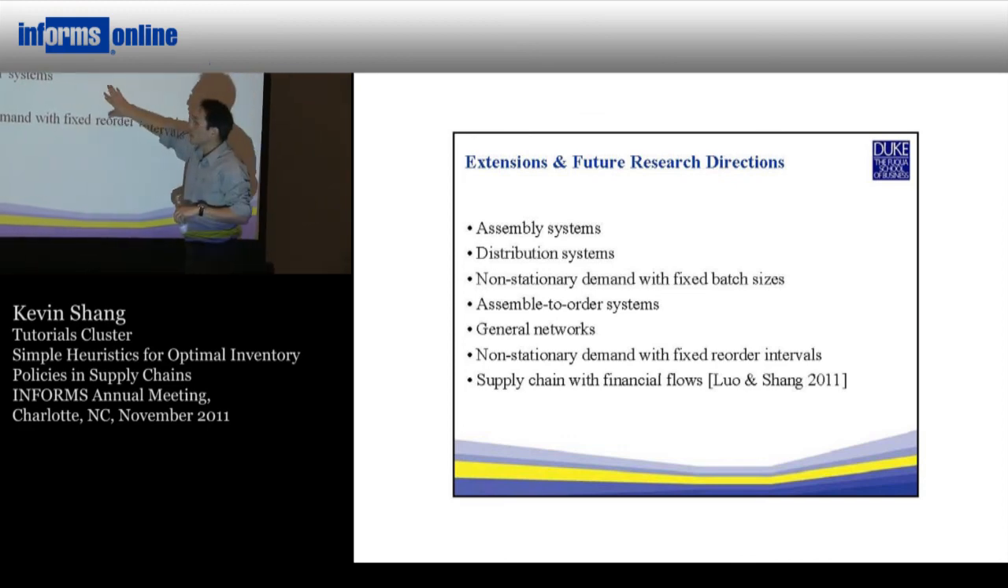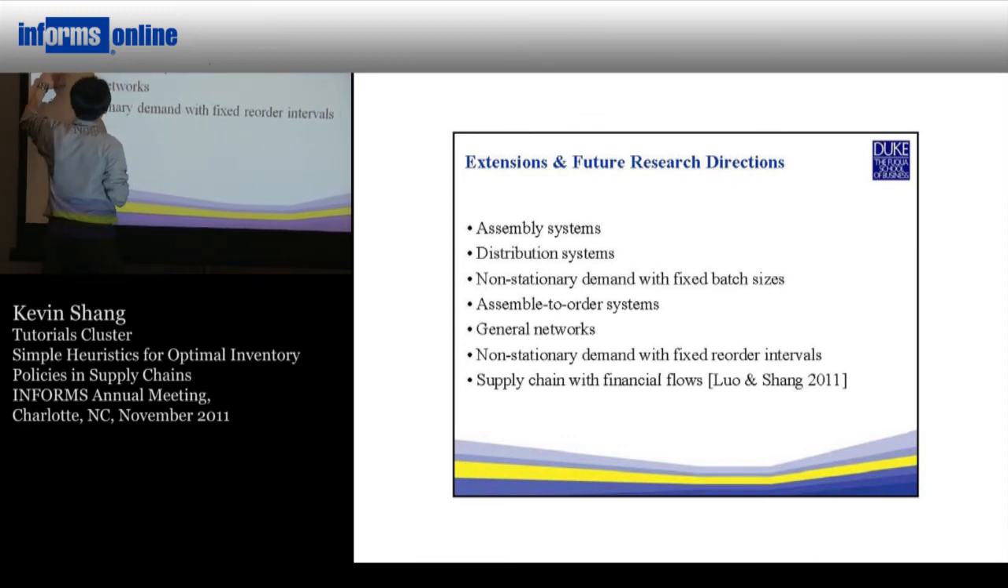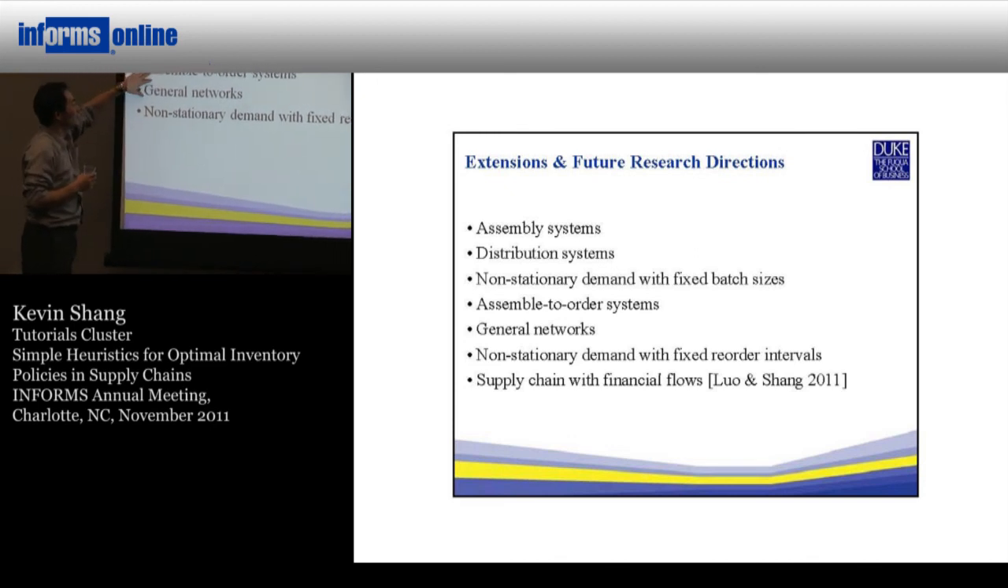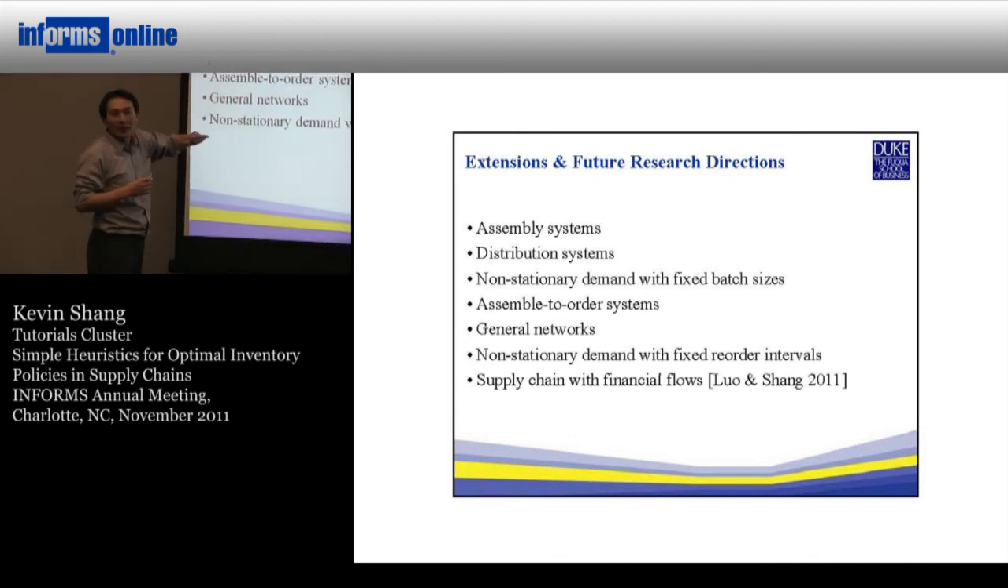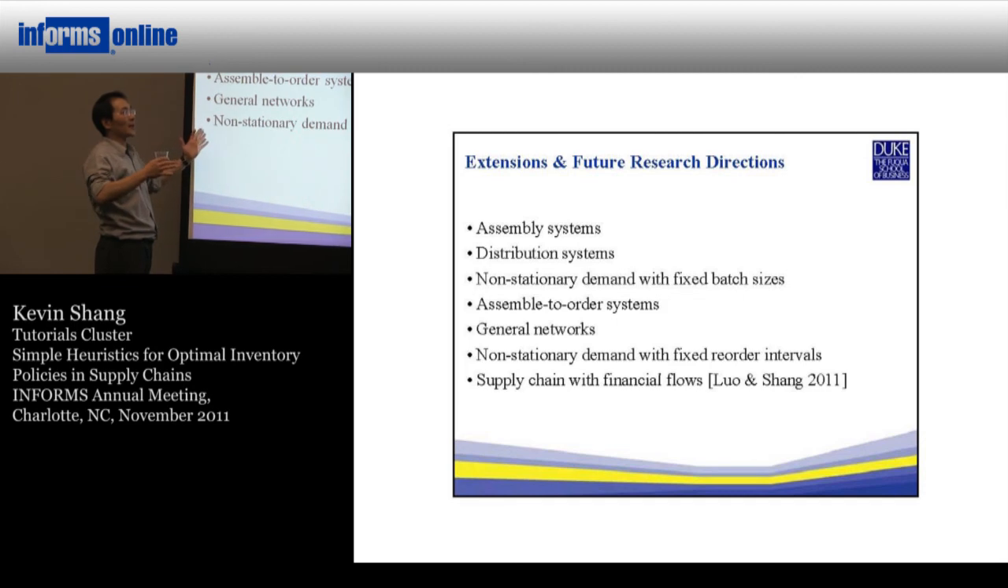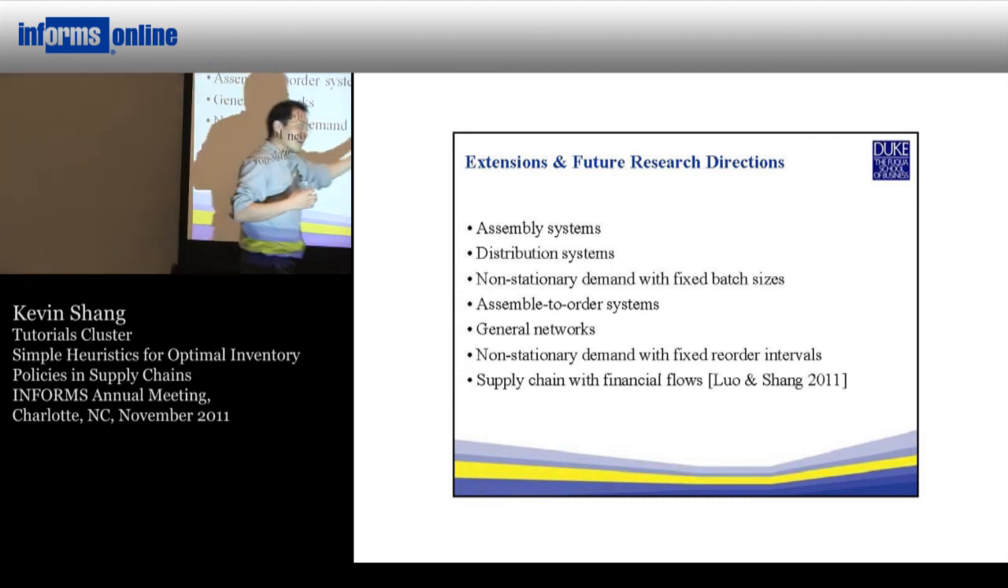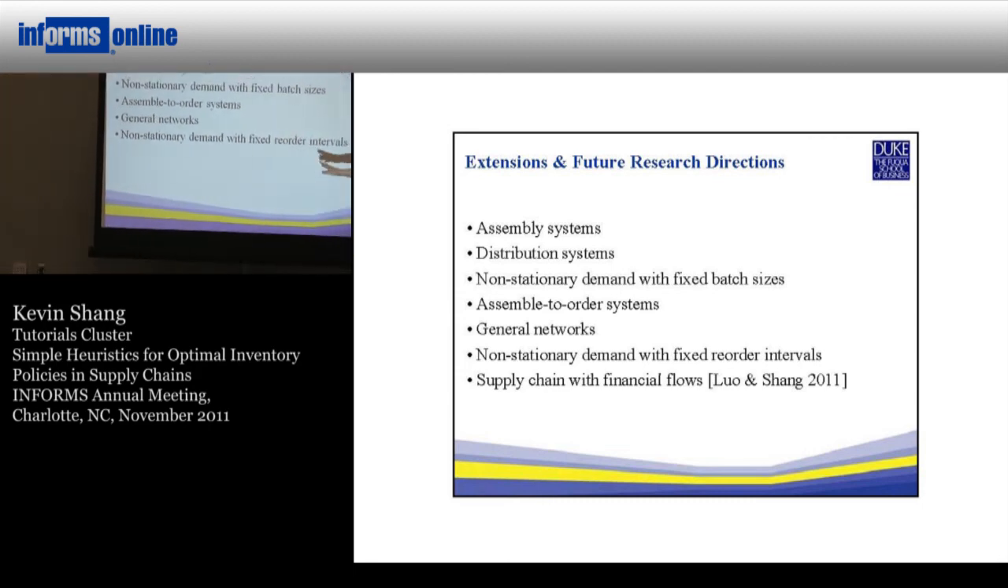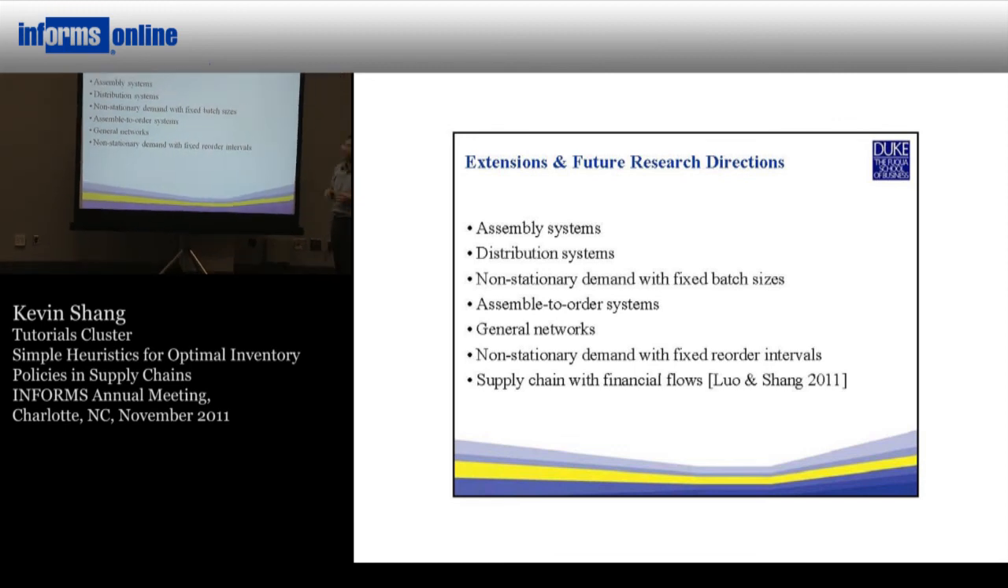The next few are more like challenges. There's the assemble-to-order system or general network. Suppose your supply chain is composed of a tree structure. Do you have a simple way to deal with it? And what about non-stationary demand with fixed order intervals? All these questions are open, and hopefully I or someone will be interested in continuing this work.